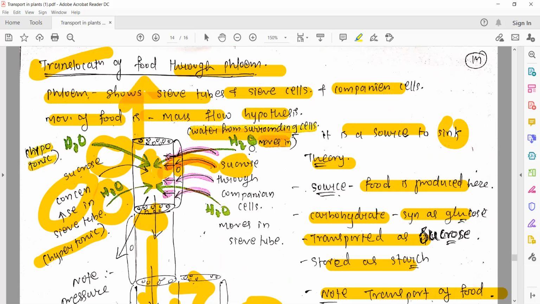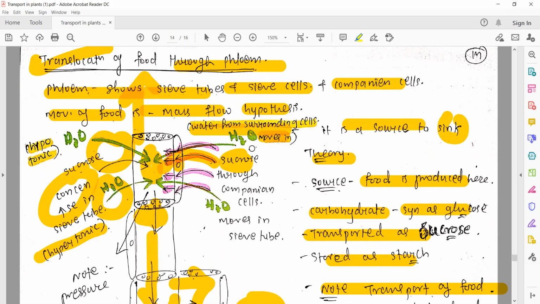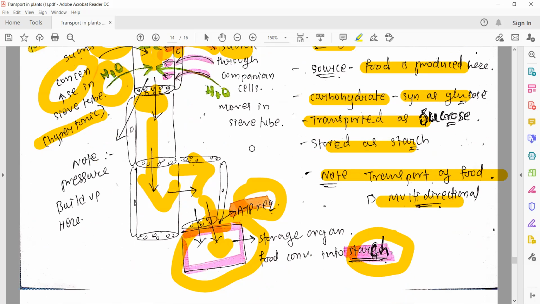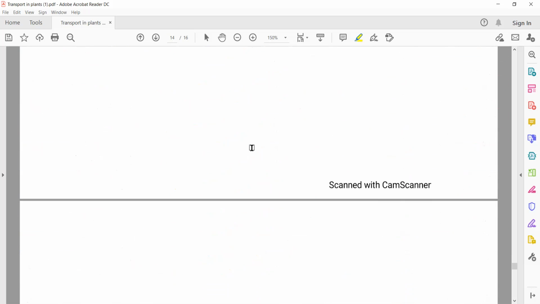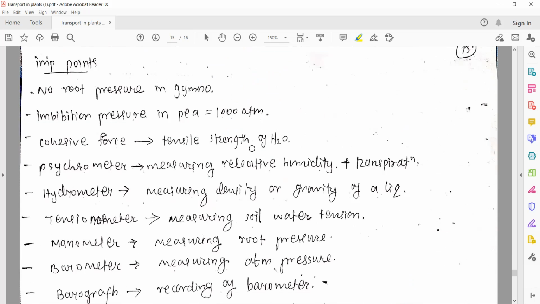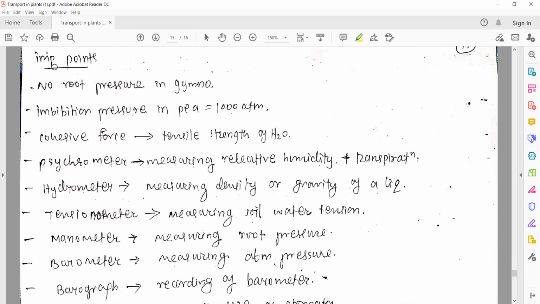Just try to go back and read this again and try to understand again. You will understand the concept over here. If it is not understood very clearly, just let me know, I will clear your doubts again. Now we have completed the chapter called transport in plants, but before completing, there are some important points which can be asked in the examination, so you should be familiar with them.